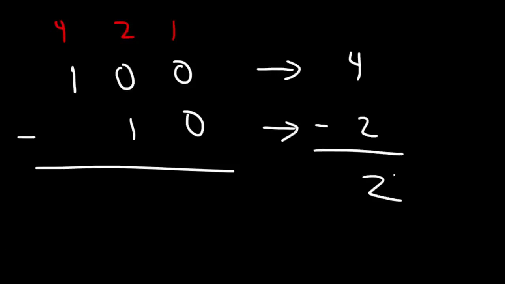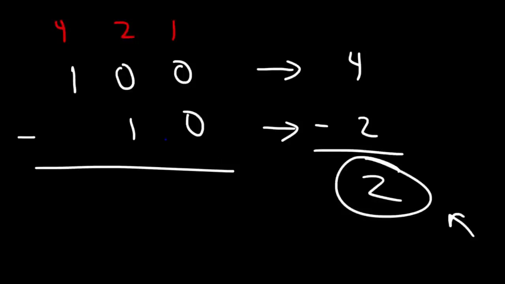Now, what if we have this situation? Let's say it's 100 minus 10. Now, this column is for the 1s, 2s, and 4s. So 100 is basically 4, and 10 is 2. 4 minus 2 is 2. So this is the answer we should get.